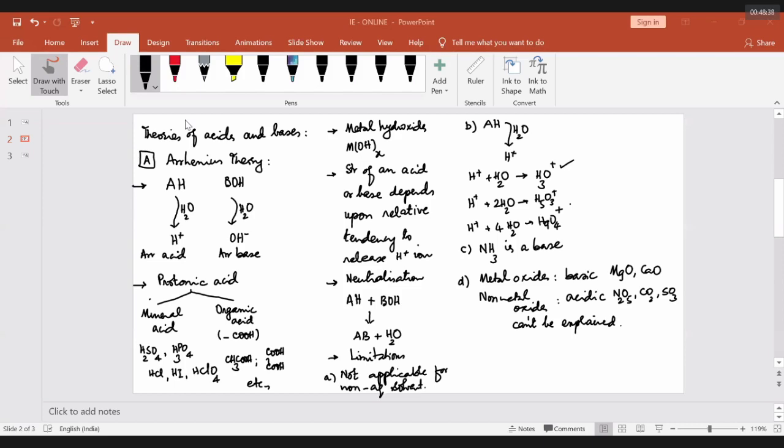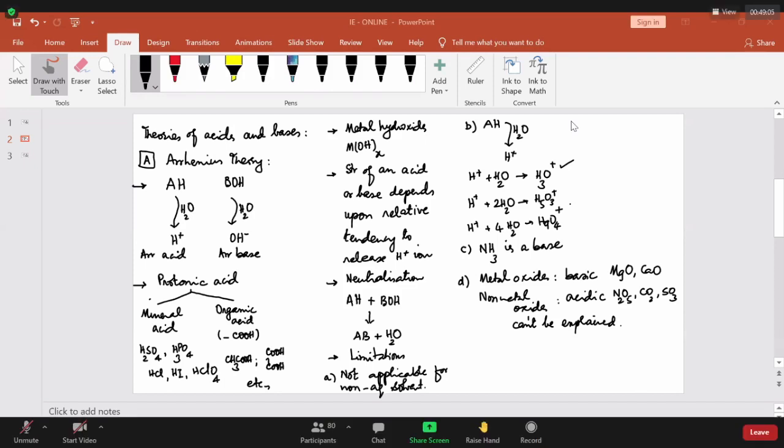Read that. There is no explanation required for the first point. Read that point. Not applicable for non-aqueous solvent. Finished. Understand? Think over it. What is the meaning of aqueous? What is the meaning of non-aqueous? What is the definition of Arrhenius acid? A substance which, when dissolved in water, gives H plus ion.